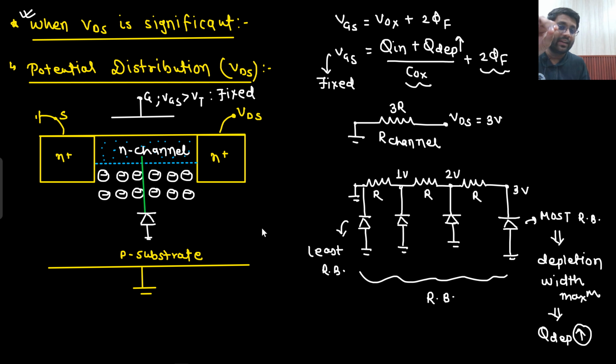Here, you are applying a reverse bias. In reverse bias, what will happen? Depletion width increases. If depletion width increases, then depletion charge increases. If depletion charge increases, then here your inversion charge is getting lesser, because if this increases, then VGS will also increase. But you need to make VGS fixed. That means inversion charge has to decrease. So at the drain side, inversion charge is getting lesser.